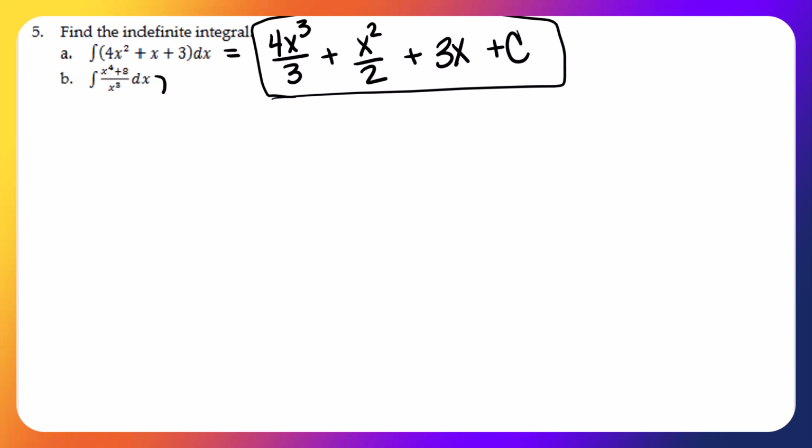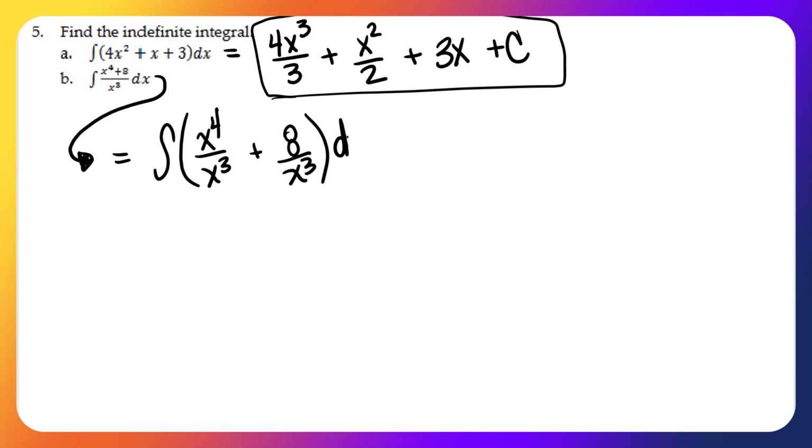For part B, notice we have division here, and we can break this up because there's just a single term in the denominator. So I would probably just go ahead and rewrite this as x to the 4th over x cubed plus 8 over x cubed to start with. So then as we simplify or rewrite this a little bit, x to the 4th over x cubed would just leave me with x. And that x cubed in the bottom for my second term is the same thing as x to the power of a negative 3.